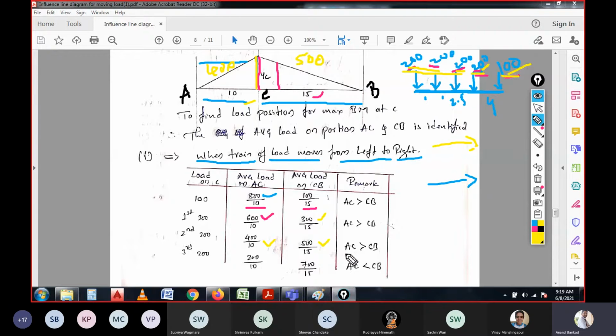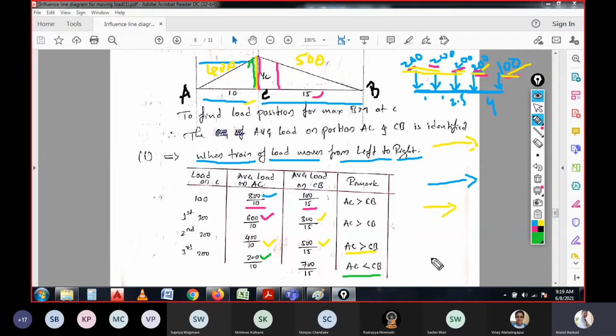And now again the average load on BC is not satisfied, so the load is moved a certain distance to get the third 200 kilonewton on the section C. If the third 200 kilonewton is on the section C, then what would be the loads on the spans? 200 kilonewton will be on the span of AC for the 10 meter, and the remaining 700 will be on the span of BC. So the average load on CB is greater than the average load on AC.